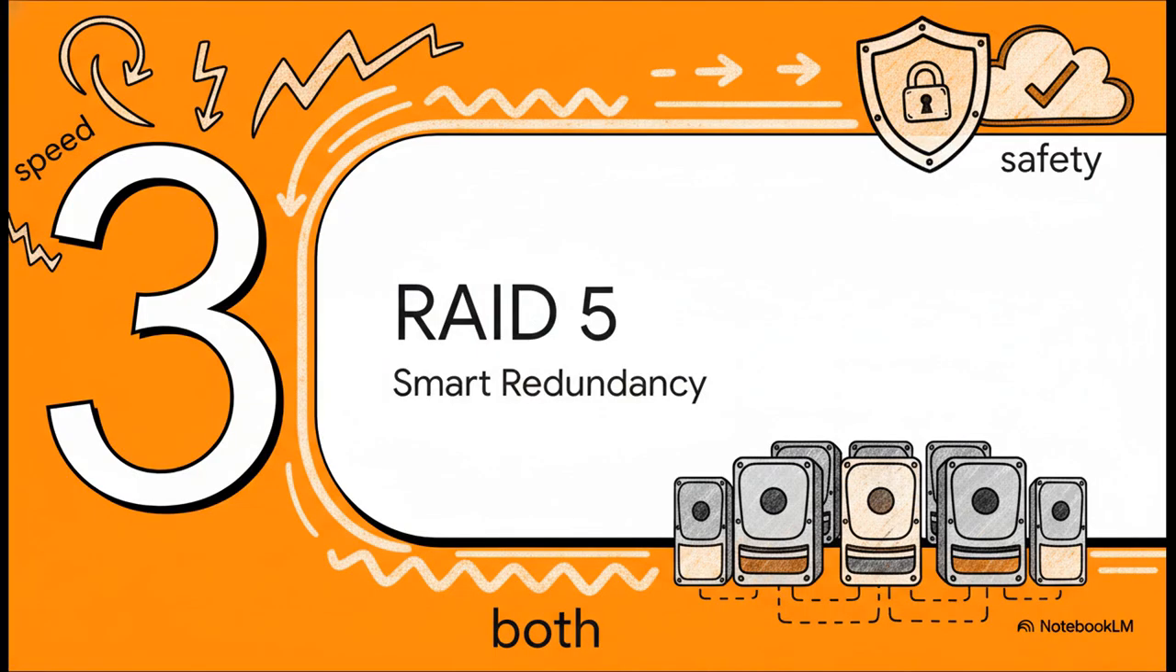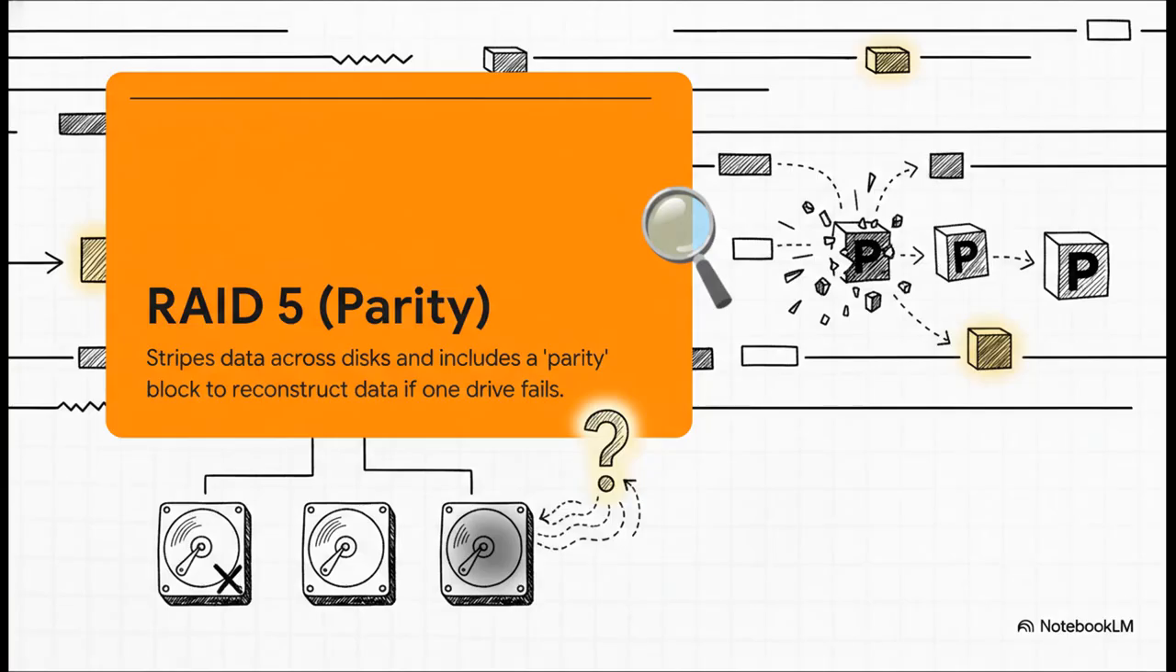So we've got speed and we've got safety. But what if you want a little bit of both? What if you want redundancy, but you don't want to sacrifice so much storage space? Well, that brings us to RAID 5, which I like to call smart redundancy. RAID 5 is really clever.